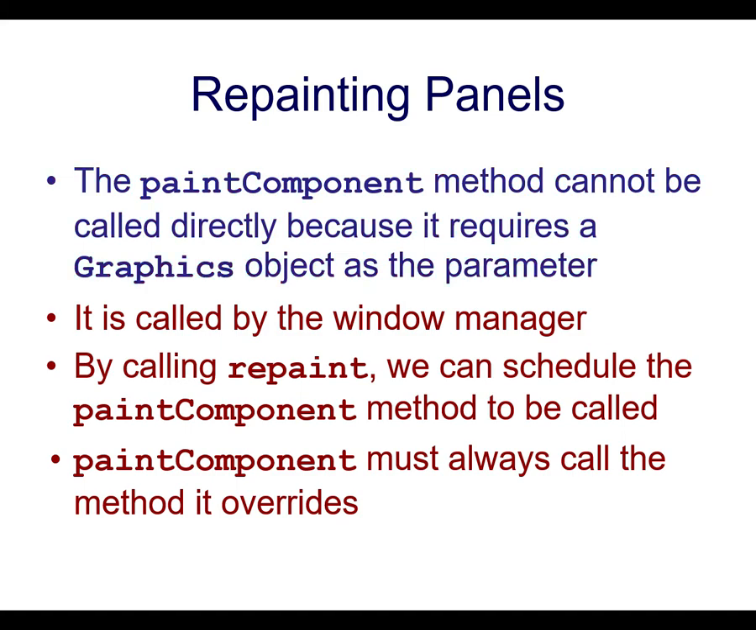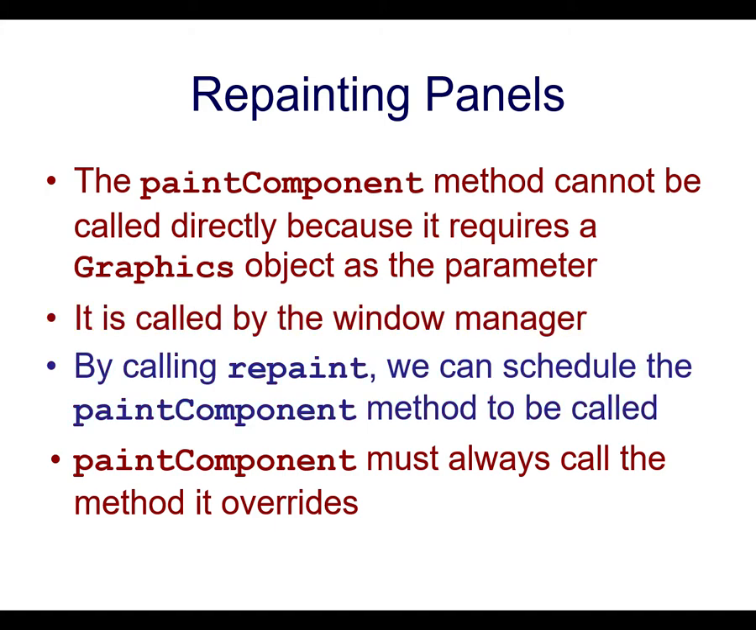What is important to understand is that the paintComponent method cannot be called directly because it requires a Graphics object as its parameter, and the class that defines paintComponent does not have the necessary Graphics object. The window manager that is associated with all GUI programs has that object, so only the window manager can call that method directly. It automatically calls it on several occasions: when the panel is first displayed, and also whenever the frame that contains the panel is resized or moved.